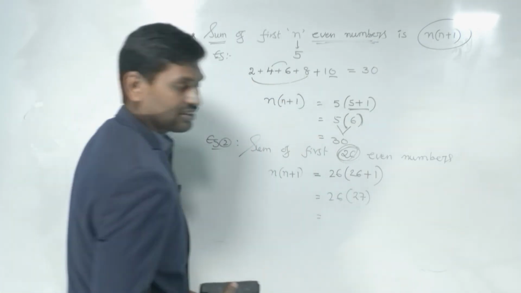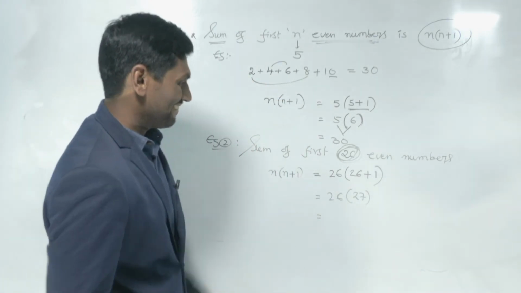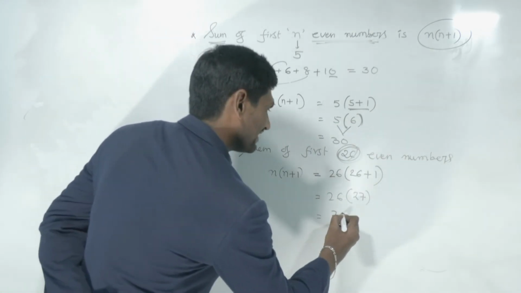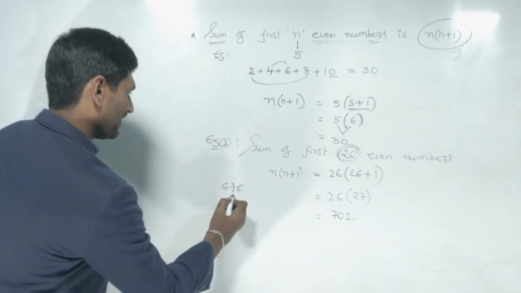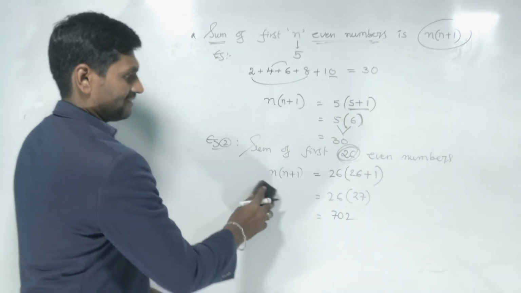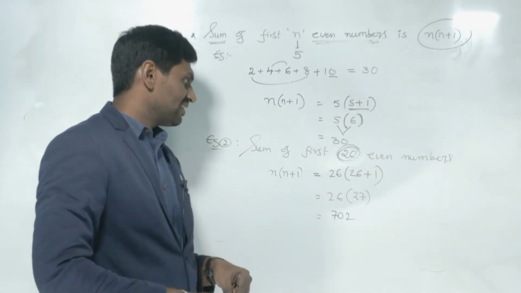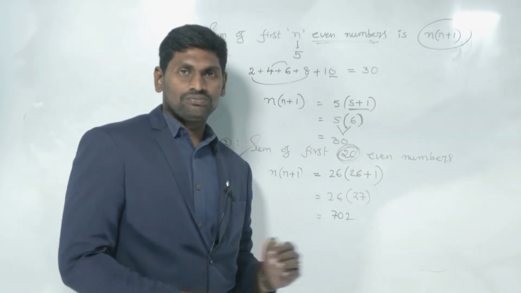Am I right? Actually it is 702. Okay? 26 multiplied by 27, you will get the answer 702.